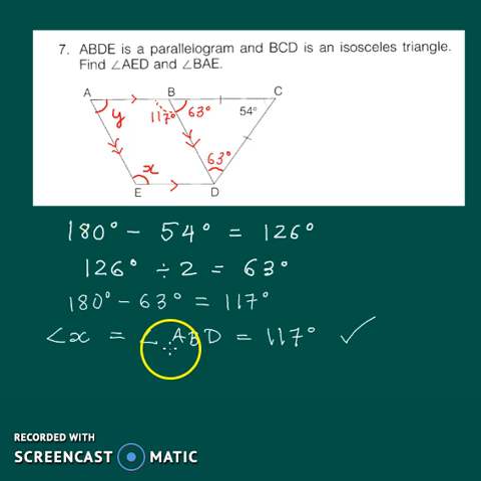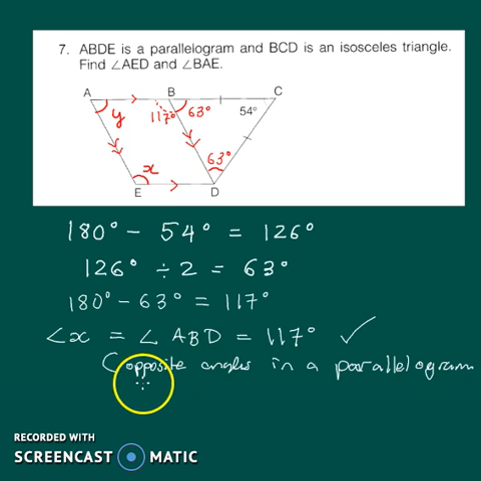Let's write down why we know that: because opposite angles in a parallelogram are equal.